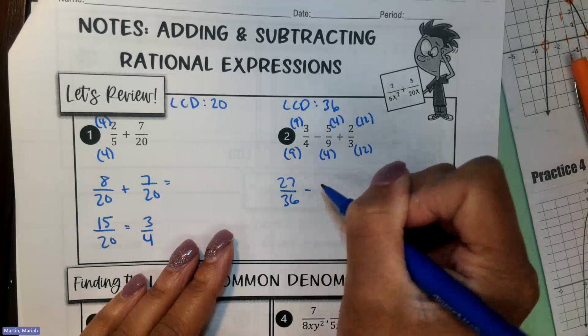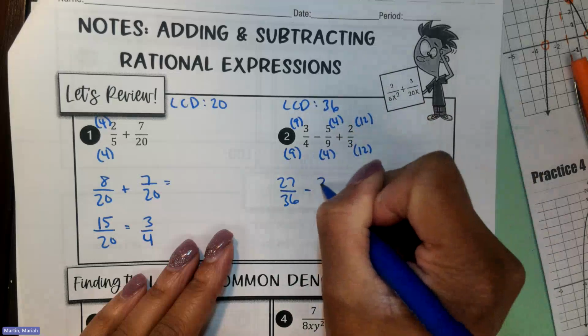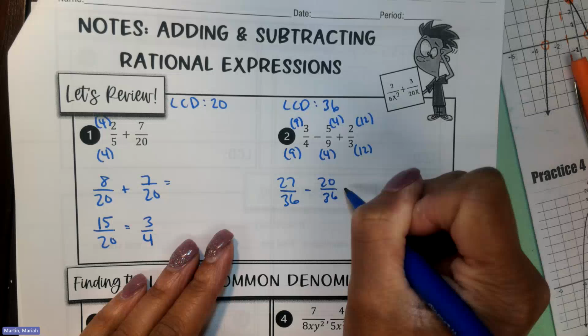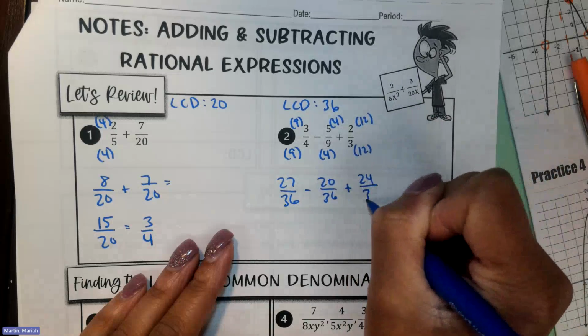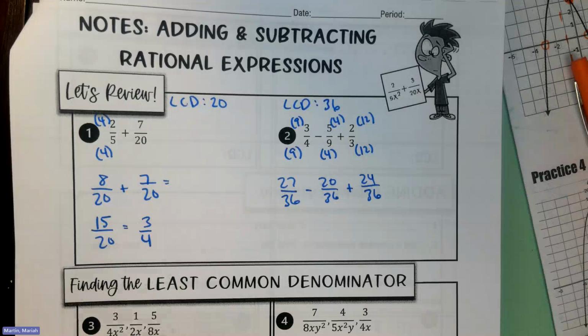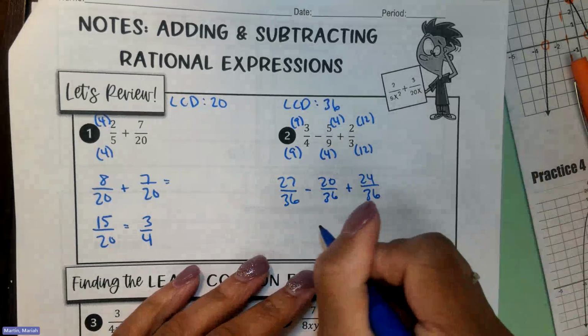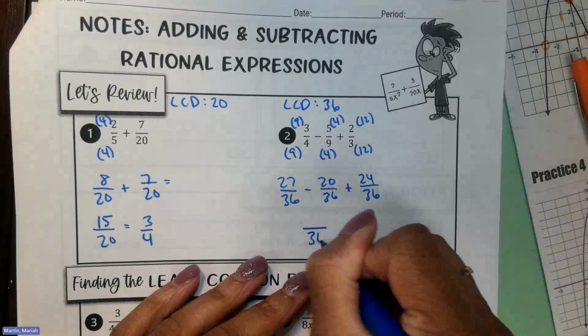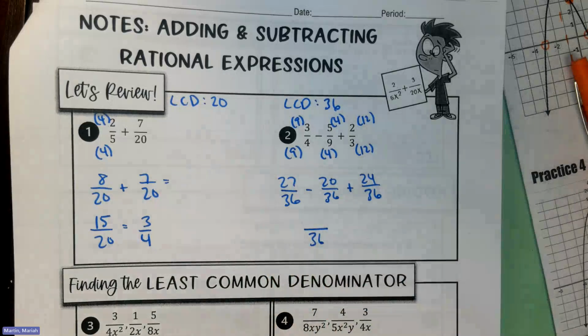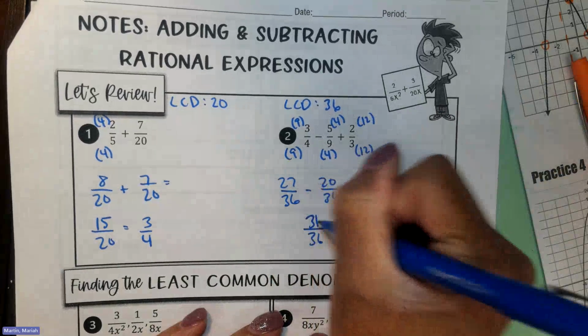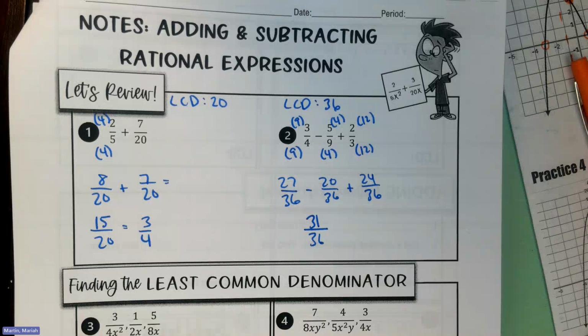Okay. So this means when we multiply that top and bottom by these numbers, 9 times 3 is 27, bottom's 36, minus 5 times 4 is 20, all over 36, plus 12 times 2 is 24, all over 36. And then we add and subtract like normal. So everything in the bottom is still 36. 27 minus 20, and then plus 24, that gives us 31. And we cannot reduce it, so this will be our final answer.